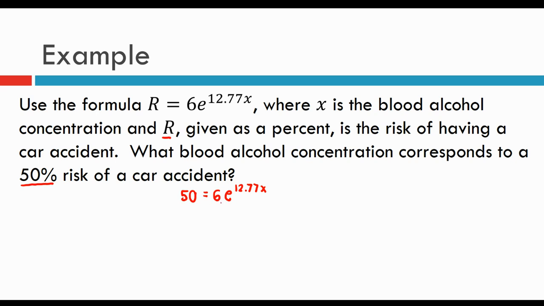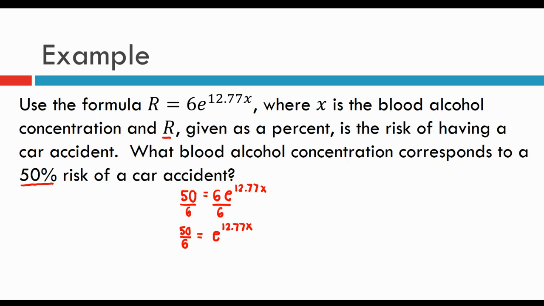So to do that, I first want to isolate that base of e by itself. So I'm going to divide both sides by 6. And so when you don't have the nicest number, like 50 divided by 6 is a repeating decimal, I'm honestly just going to leave it as a fraction so I don't do any rounding, so I don't have a chance of getting farther away from the most accurate answer. So I am just going to leave it as 50 over 6, and now that equals e to the 12.77x power. So now my goal is to get rid of that base.